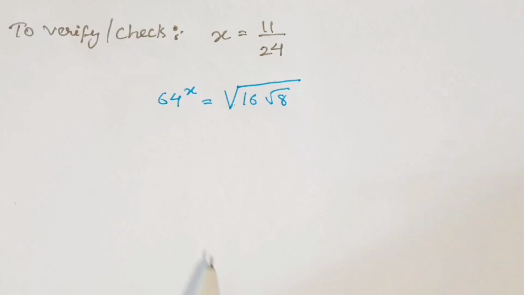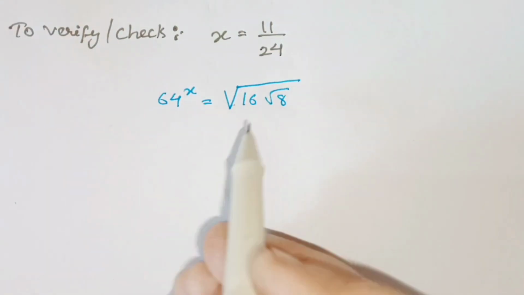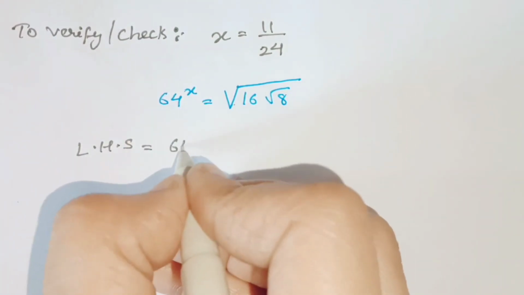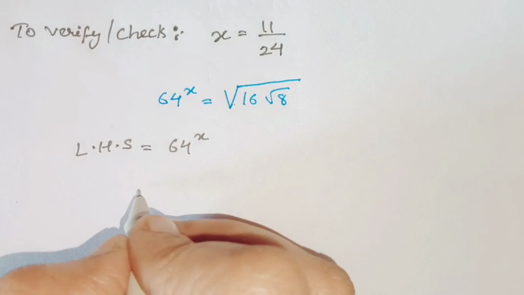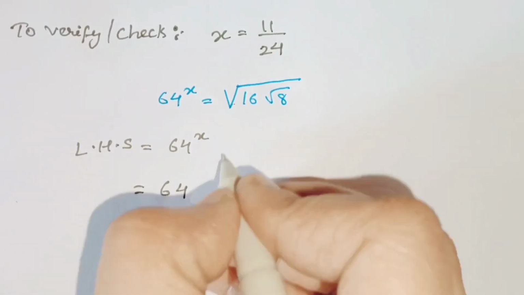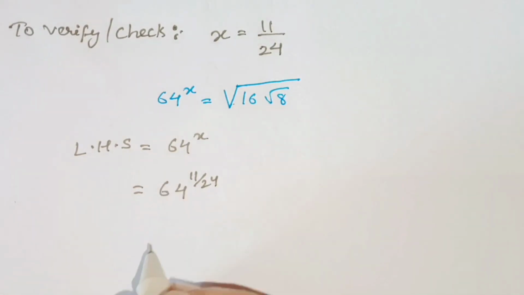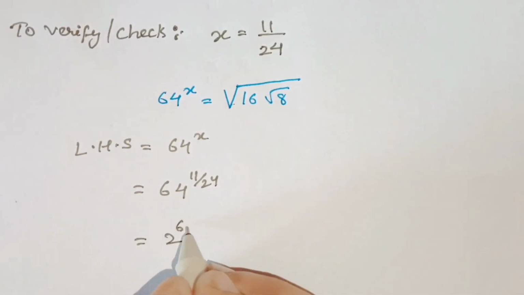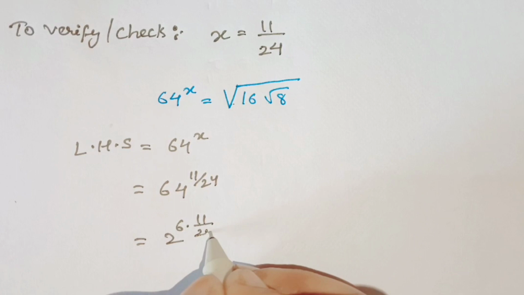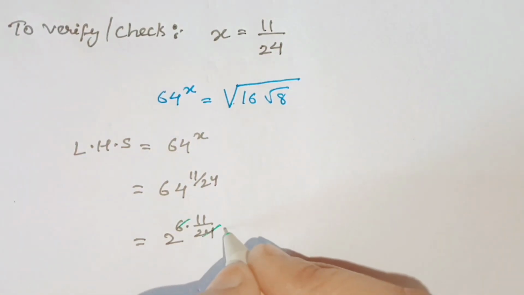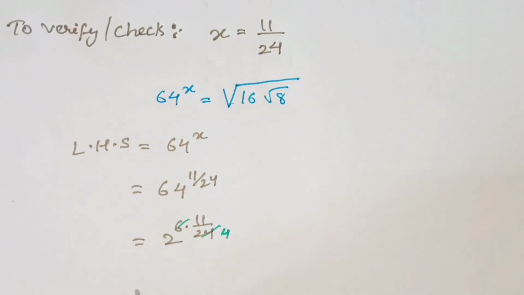Let's check whether the answer which we got, x is equal to 11 by 24, is correct or not. So first we'll take LHS, that is 64 raised to x. It will become 64 raised to 11 by 24. And we know 64 is 2 raised to 6. So it will be 6 into 11 by 24. 6 1s are 6, 6 4s are 24. So we get our LHS as 2 raised to 11 by 4.